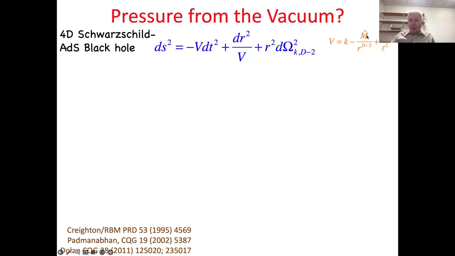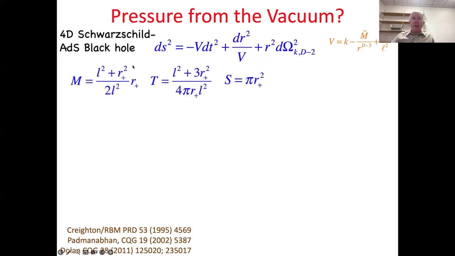M here, M tilde, I guess. I don't know why the tilde is there. M is a constant of integration. And K has to do with the curvature of this transverse space here. If you take it to be a sphere, K is 1, but you could take it to be a toroid or a hyperboloid or something, in which case K would be 0 or negative 1.